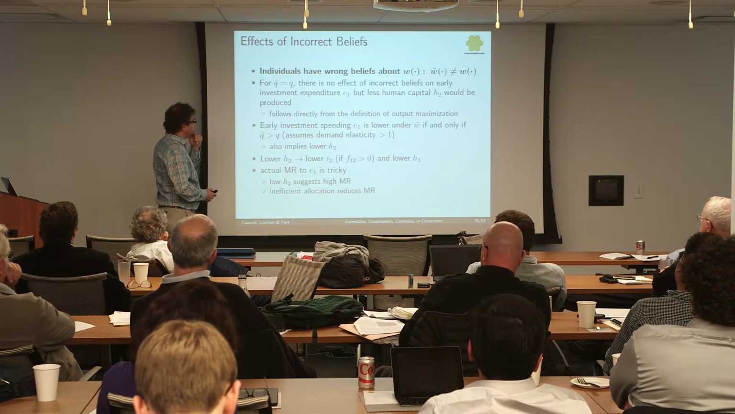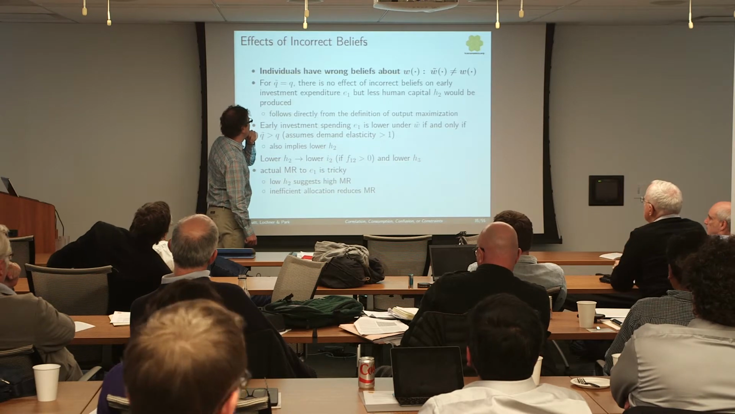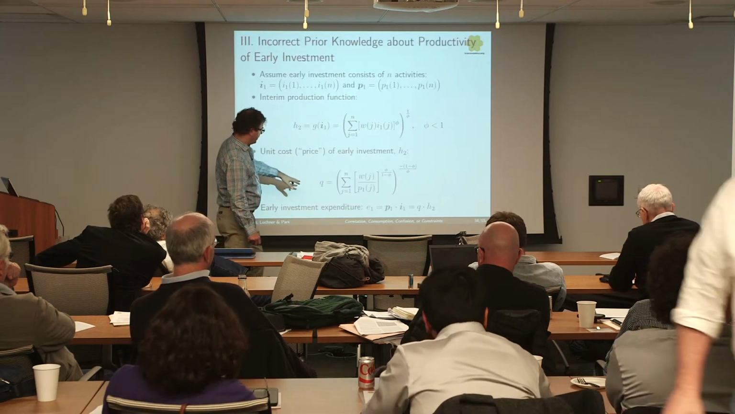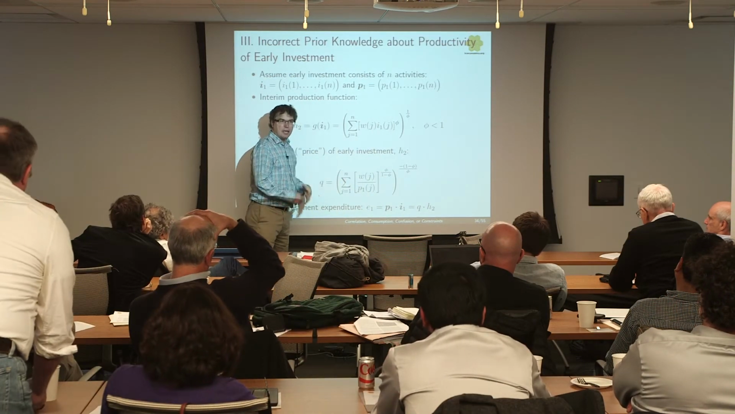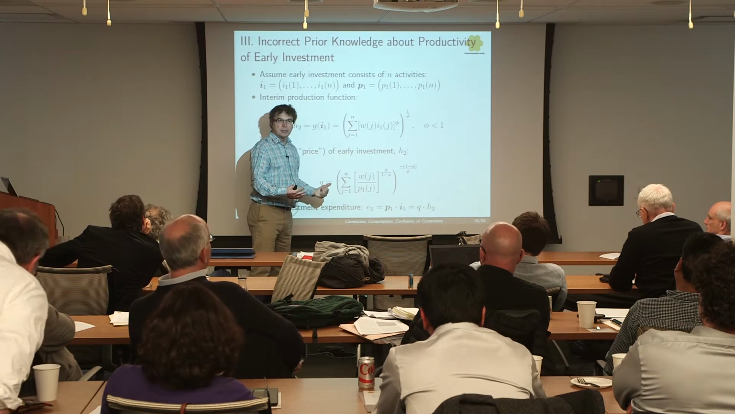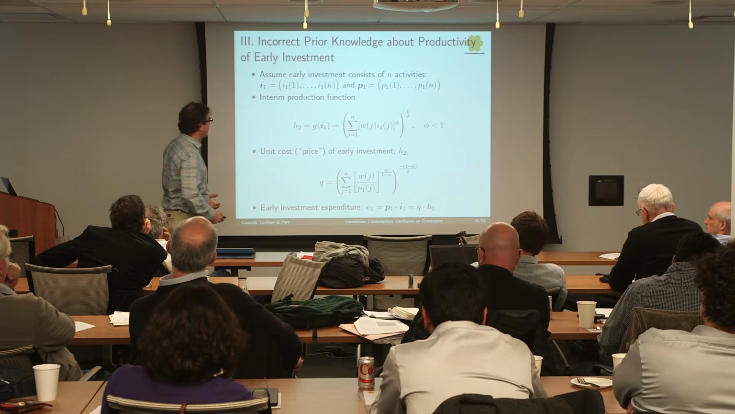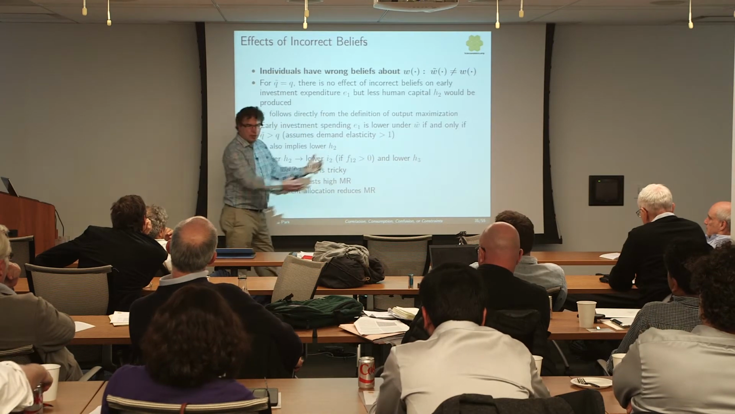Well, the first thing, I'm going to call W tilde what they think is the truth and what they act on in making their decisions. It's very clear that if you can move W around, as long as you hold Q constant, it's not going to have any effect on total expenditures. It just means you're going to spend on the wrong stuff, so you're going to get less out of it. You'll spend the same amount, but you get less human capital at the end.